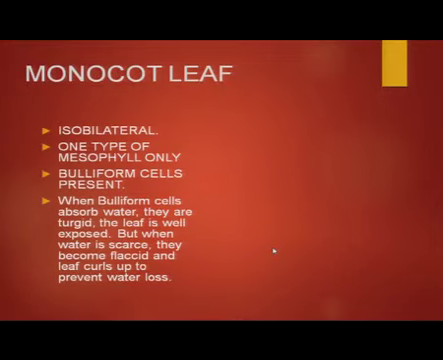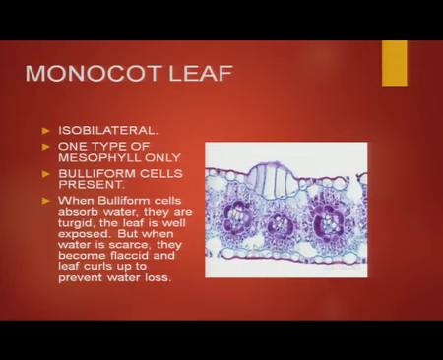The anatomy of monocot leaf differs from dicot because it is isobilateral, that is both the sides are similar, and the mesophyll cells are of only one type. The special feature is presence of bulliform cells. When bulliform cells absorb water, they are turgid. The leaf is well exposed, but when the water is scarce, they become flaccid and the leaf curls up to prevent the loss of water. Here these structures, these are the bulliform cells.